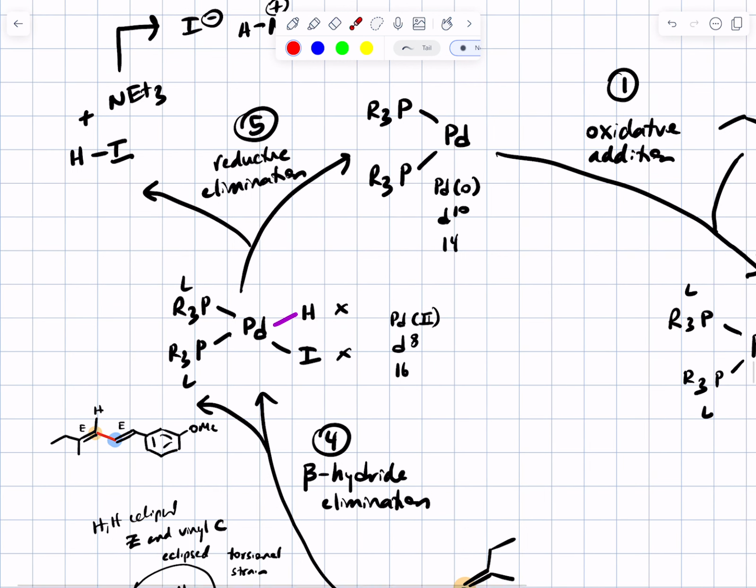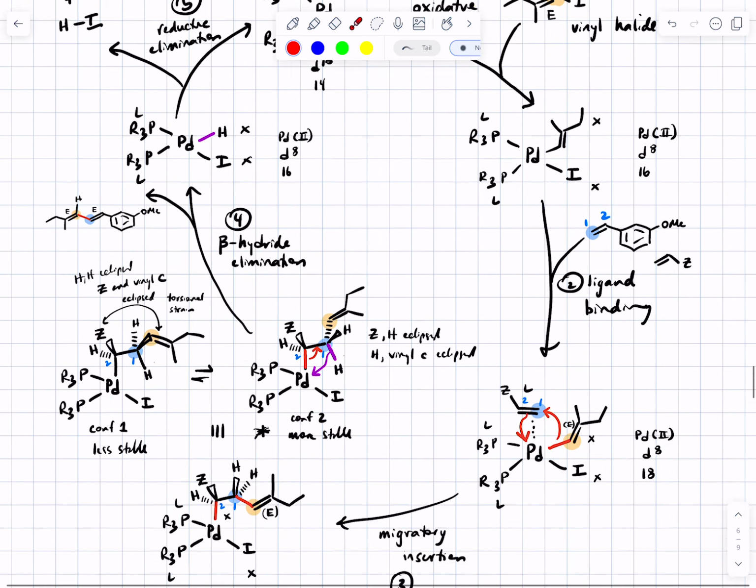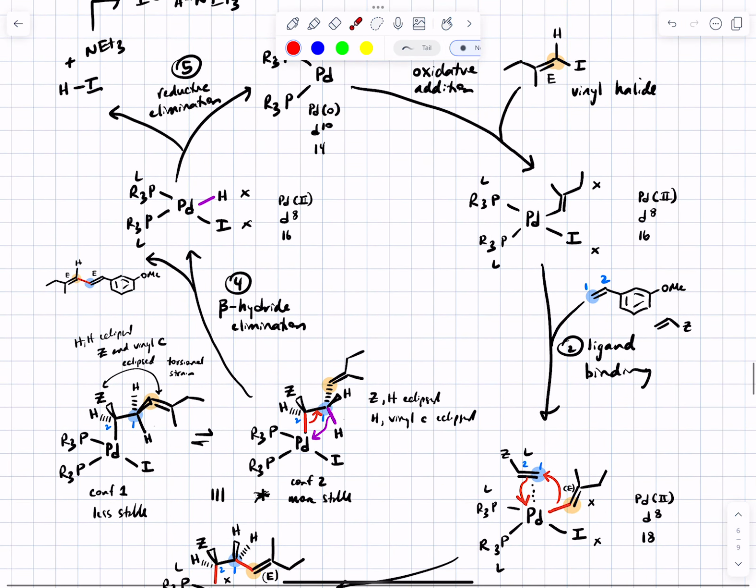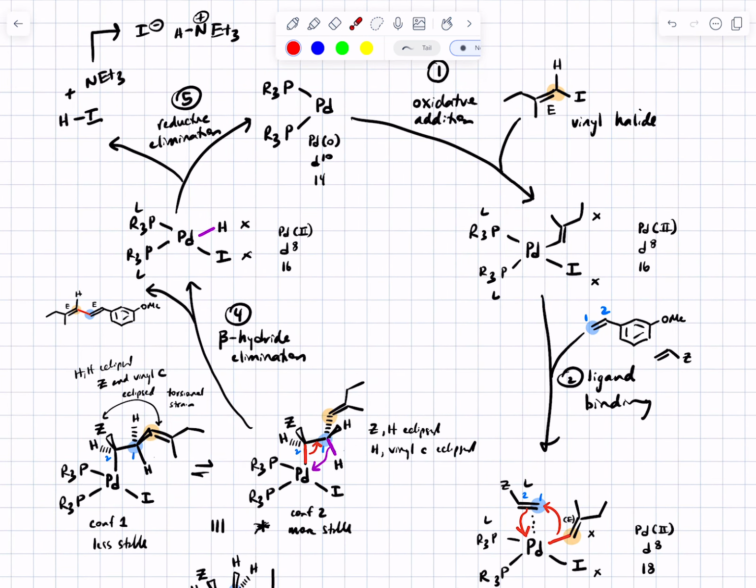And I don't actually know this, but you could make a reasonable mechanism as well, where a base would deprotonate the metal, and then iodide would leave as a leaving group. And I'm not actually sure. I'm showing you a mechanism that I think is a little bit more detailed than what is presented in the text. But yeah, I don't actually know about that. It's a good question. Others?